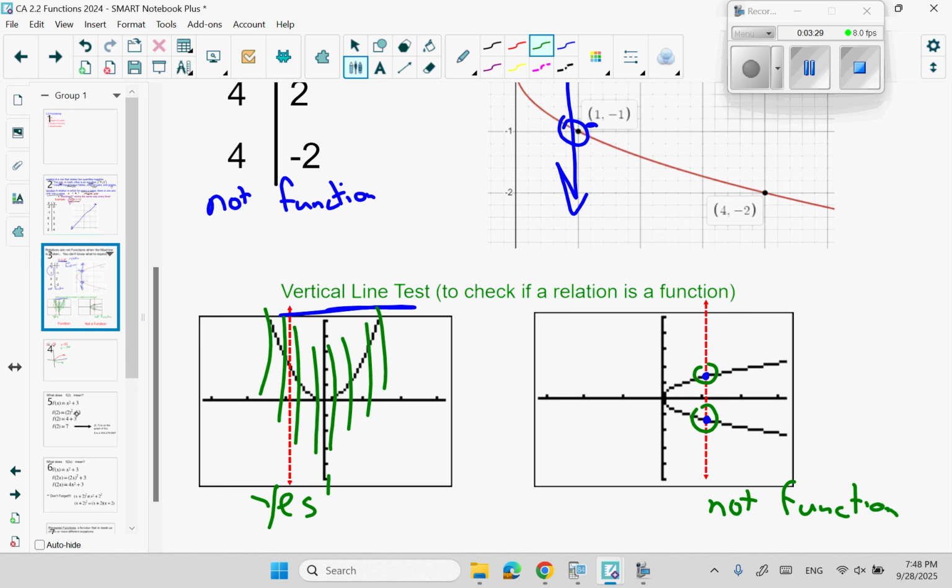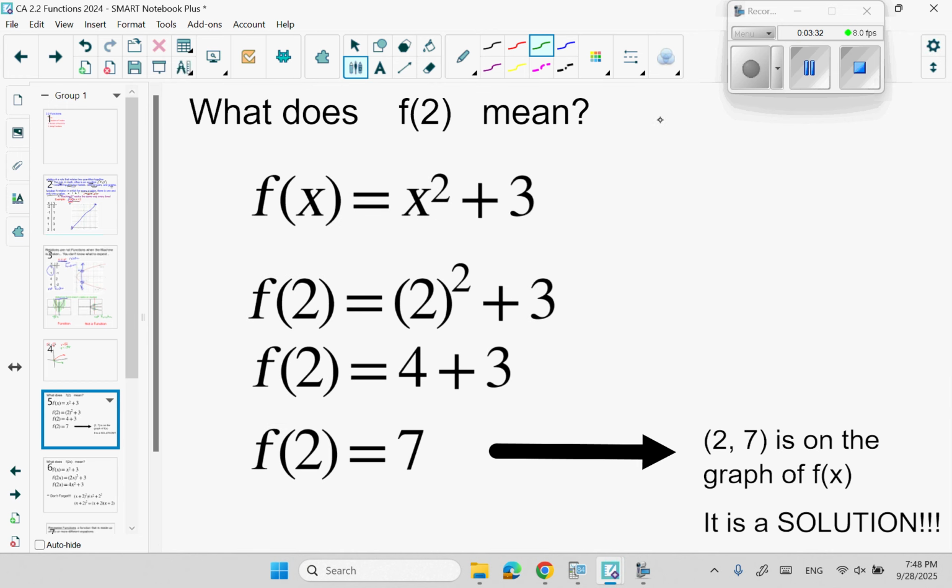Well, let's talk about some more function notation. Function notation, as we just talked about, was this f of x idea, where f of x is the same thing as y, or it's my output.